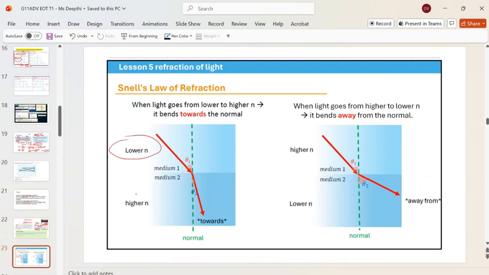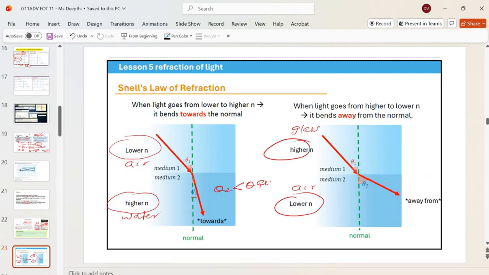When light goes from a lower n region to a higher n region, like air to water, it bends towards the normal. Look at that. The theta 2 is less than theta 1. But when light enters from high n to low n, for example, from glass to air, it bends away from the normal. Look at the theta 2, it's very big now because light is moving away from the dotted line, that's the normal. So here, theta 2 is bigger than theta 1.